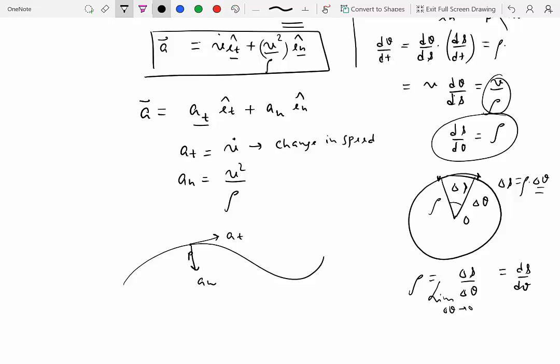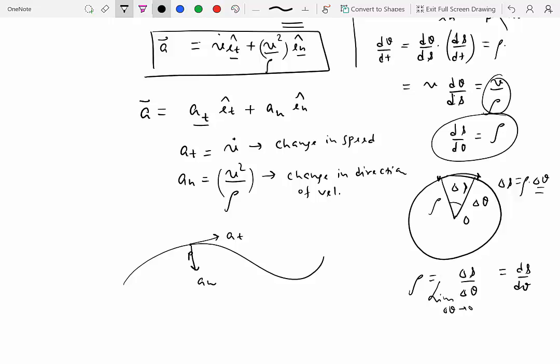So if you're driving your car along a curved path and your speed is changing, there will be a component of acceleration along the direction of the tangent, which is the same as the direction of velocity. And then you have a second component of acceleration, given as v squared over rho, and that is due to change in direction of velocity. So if the velocity direction is changing, you will have a normal component of acceleration.